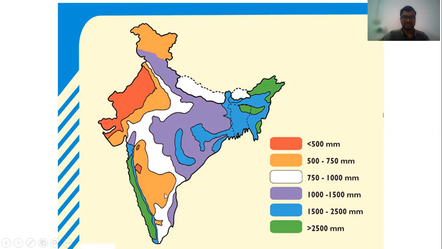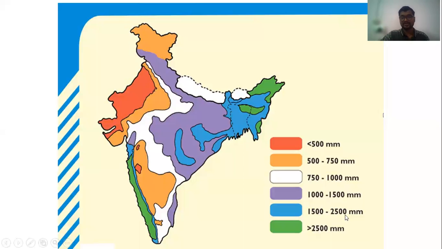Then some part of Maharashtra, Tamil Nadu, Kerala, etc. Here Madhya Pradesh, Uttar Pradesh, Punjab, Haryana get about 750 to 1000 millimeters of rainfall. Then 1000 to 1500 millimeters of rainfall: here we are observing some part of Maharashtra, Mumbai, etc. Then Tamil Nadu, then UP, some part near Sikkim, etc., then West Bengal. Here we are getting about 1000 to 1500.